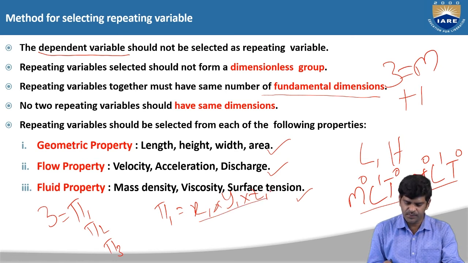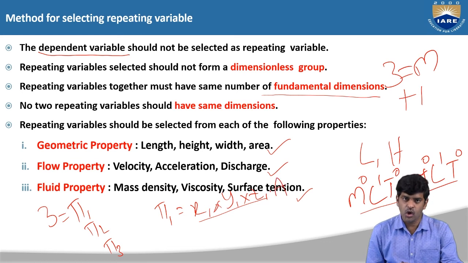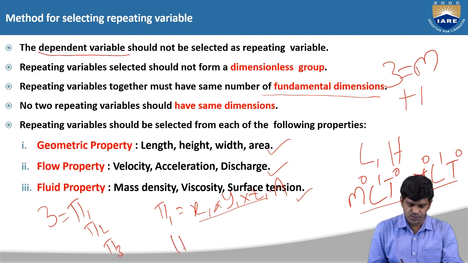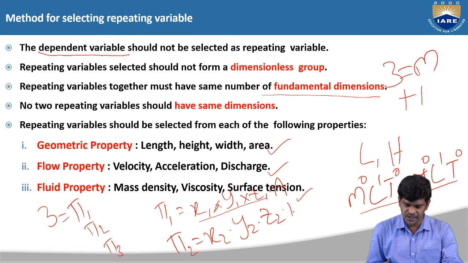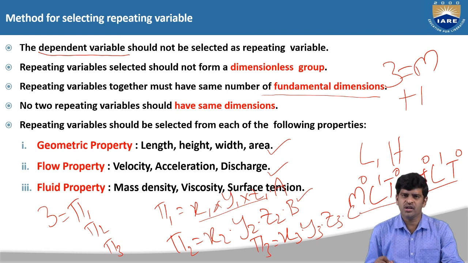In addition to that, there will be another term. Let us say a is another term, that is a non-repeating variable. Similarly, pi2: we may say x2 into y2 into z2 into b. Here again, x2, y2, z2 form the repeating variables. Then the last one, pi3, we can write it as pi3 is equal to x3 into y3 into z3 into c, that is again a non-repeating variable.